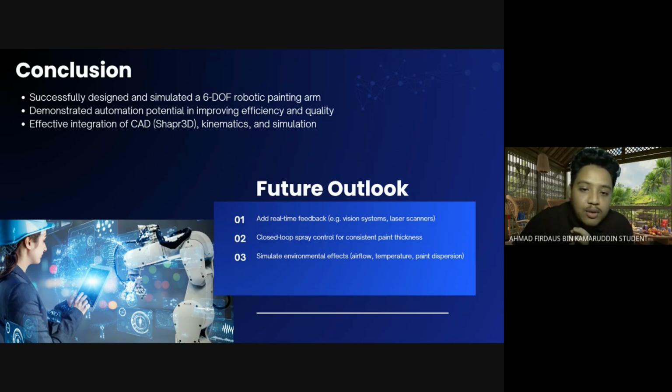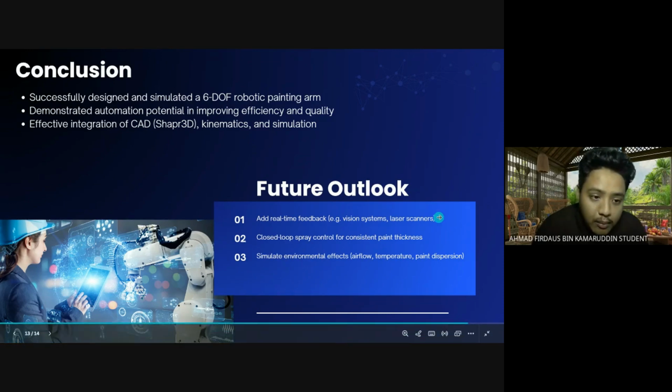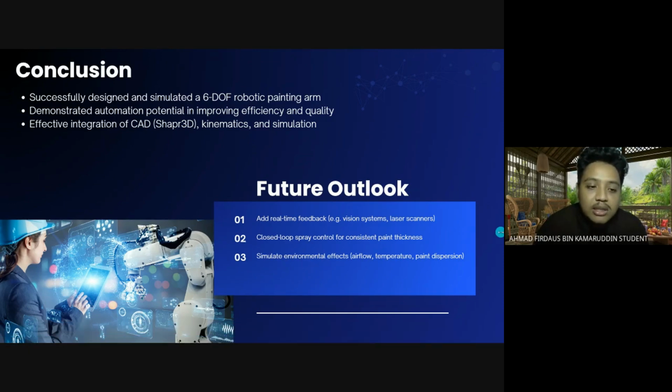For the future outlook, this robot can be improved by adding real-time feedback such as a vision system and laser scanners, and we also would like to simulate environmental effects such as airflow, temperature, and paint dispersion. So overall, this project highlights the strong potential of combining mechanical design, kinematics modeling, and simulation software to solve real-world industry challenges.